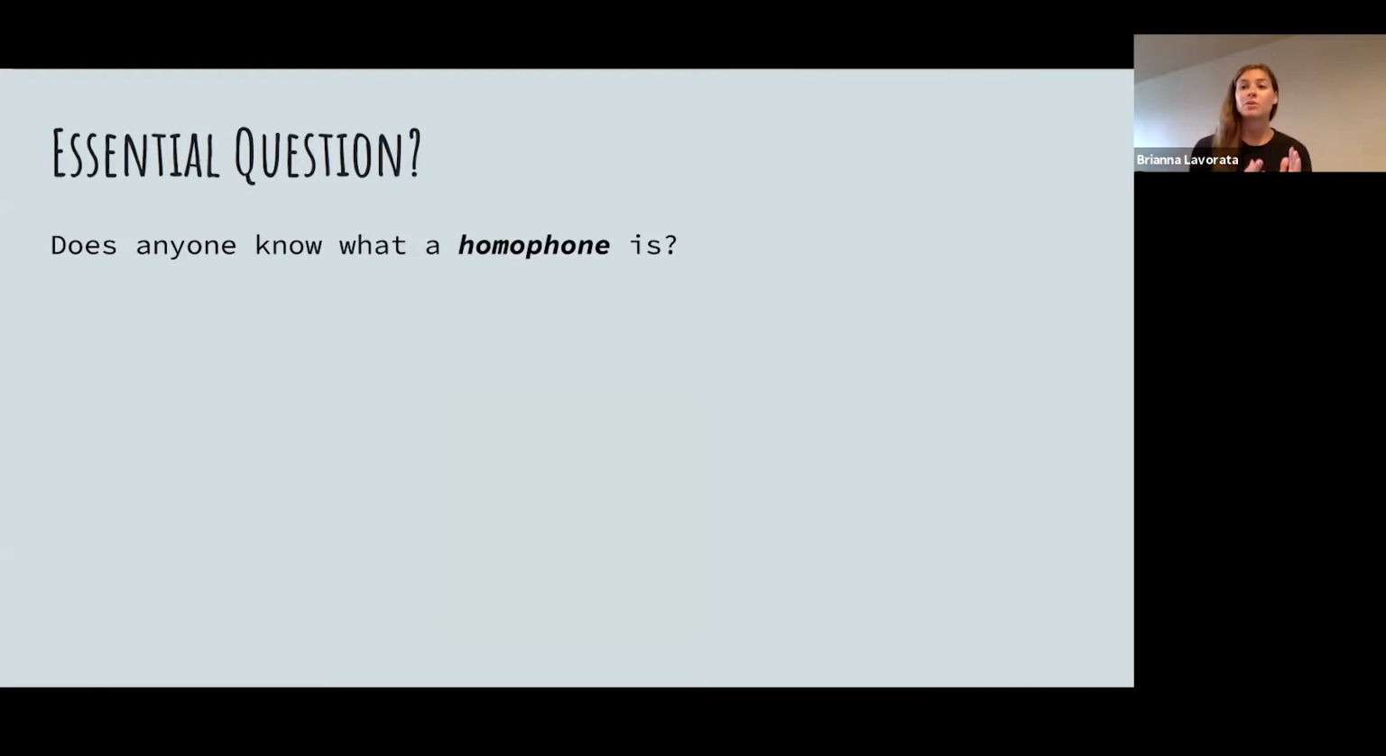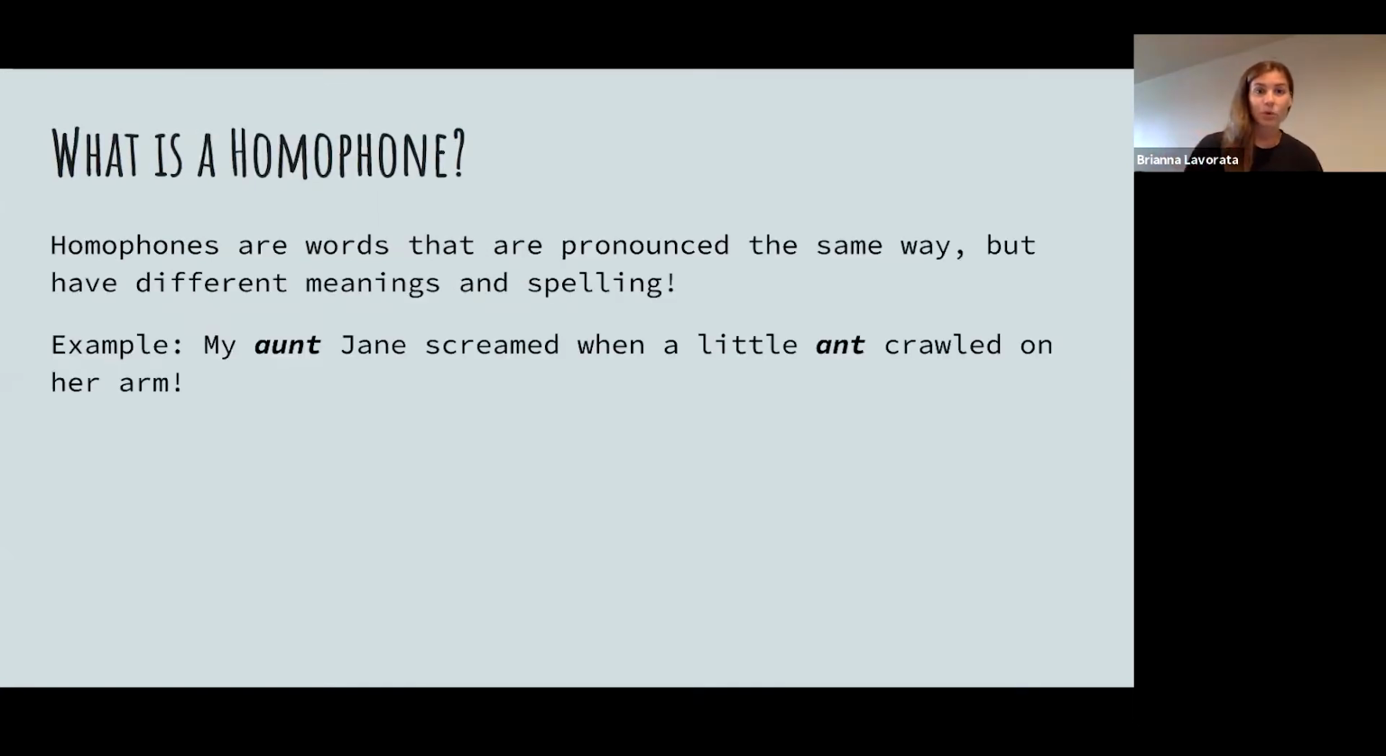A homophone is going to be a word that is pronounced the same way but has different meanings and spellings. Okay, so a homophone is a word that is pronounced the same way, but the difference is the meaning and the spelling. Okay, so for an example, I have this sentence here.